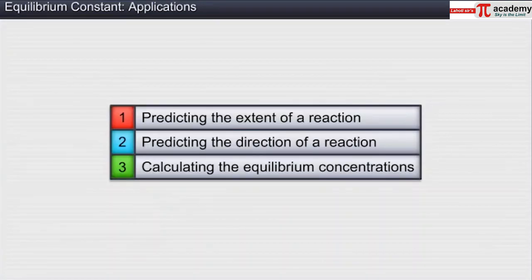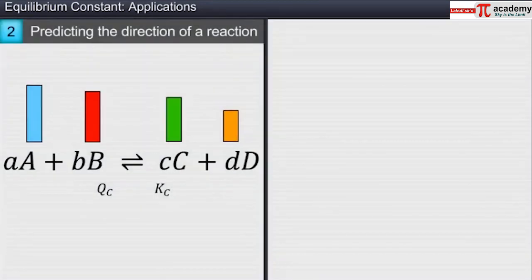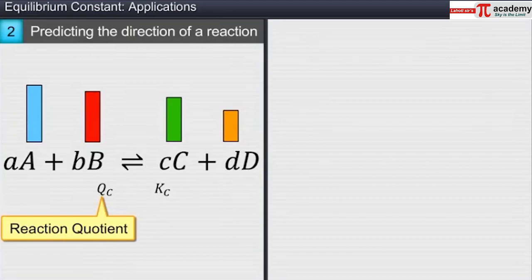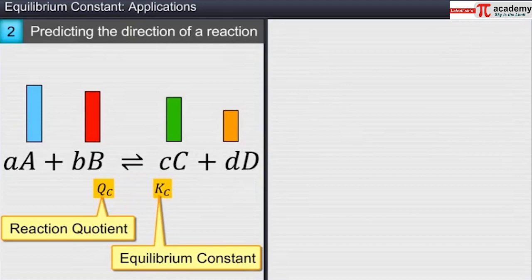Let us now look at how equilibrium constant helps in predicting the direction of a reaction. This is done by comparing the reaction quotient, Qc, with the equilibrium constant Kc. So, for predicting the direction of a reaction, you also need to have knowledge of the reaction quotient. Let us first learn what reaction quotient is.